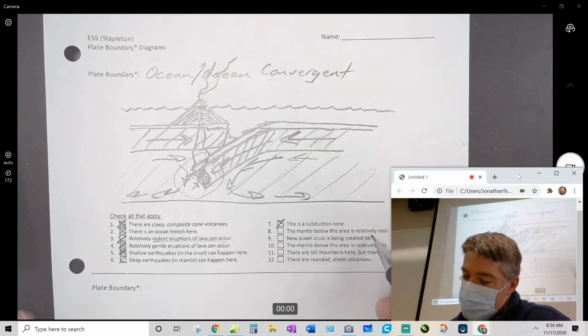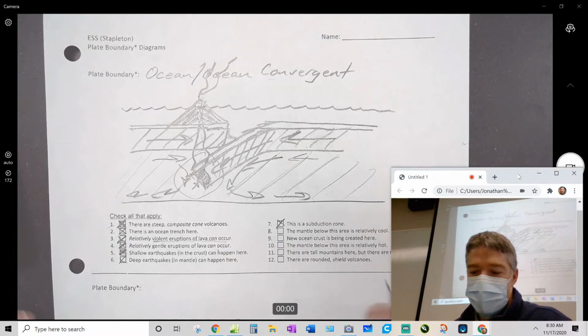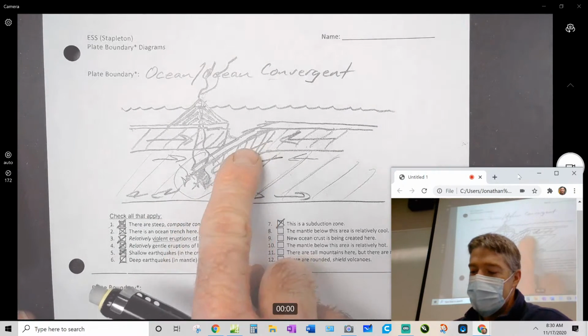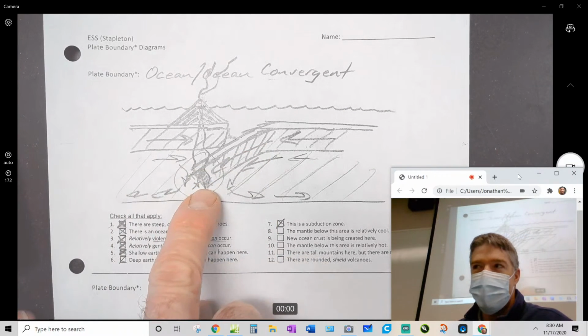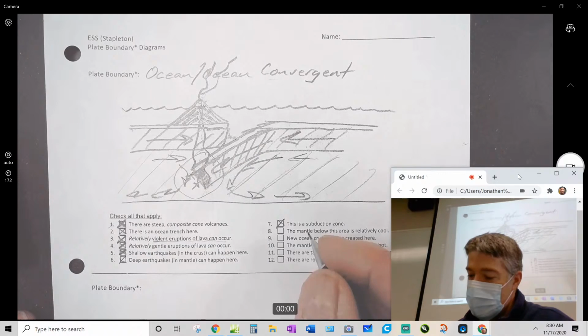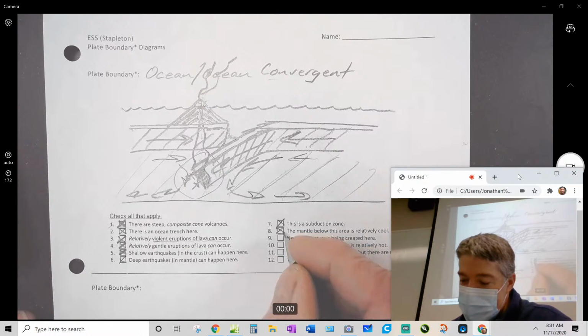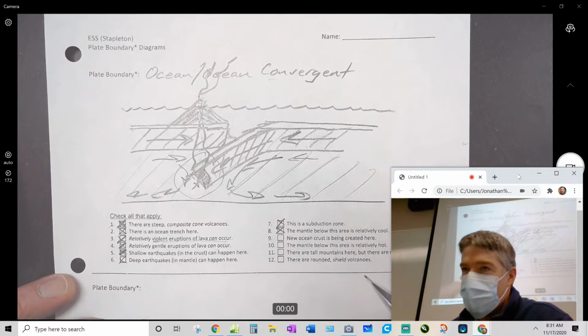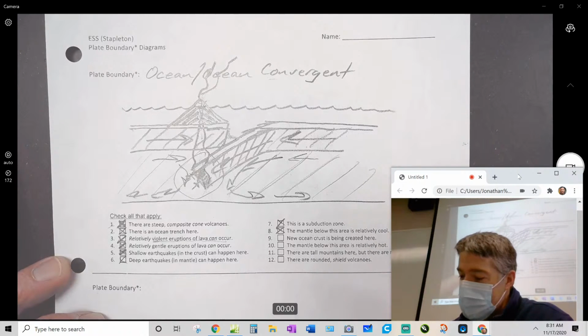The mantle below this area is relatively cool. Is this a cool part of the mantle? Look at the current. Current is sinking. Does cool stuff rise or sink? Sinks. This is a cool part of the mantle. Relatively cool. You wouldn't want to be there. You'd burn up, you'd die. But it would be cooler than if you were at a divergent boundary.